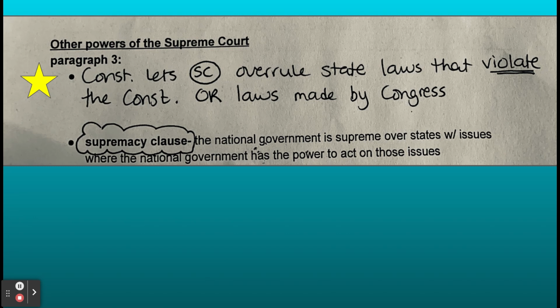And it wouldn't happen just randomly. It would happen if there was a specific case brought to the Supreme Court. So it's not like the Supreme Court says, oh, let's look at Massachusetts' new laws for 2023 and see if any of them violate the Constitution. This would be a specific case that makes it to the Supreme Court, and the Supreme Court would make that call. All right, and then the supremacy clause goes along with that. The national government is supreme over states with issues where the national government has the power to deal with those issues. All right, so that's that.